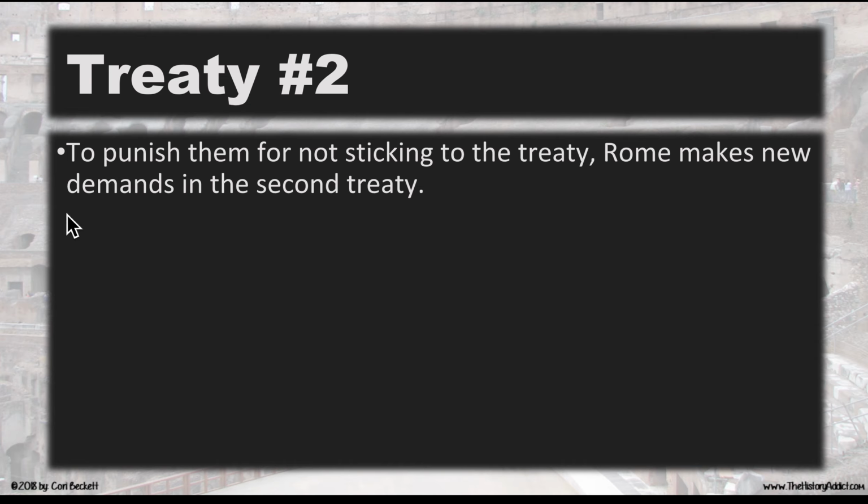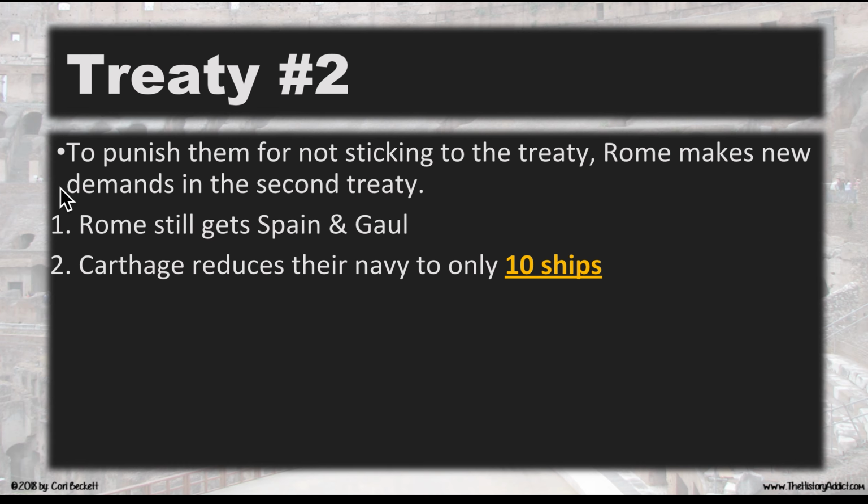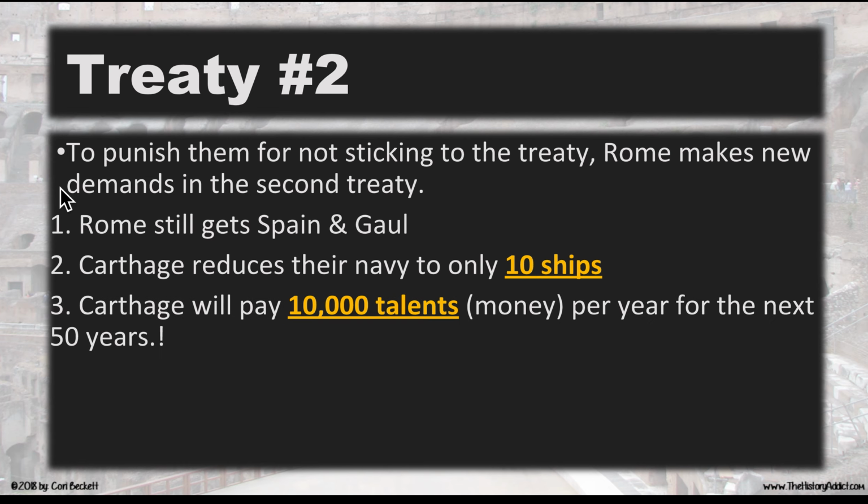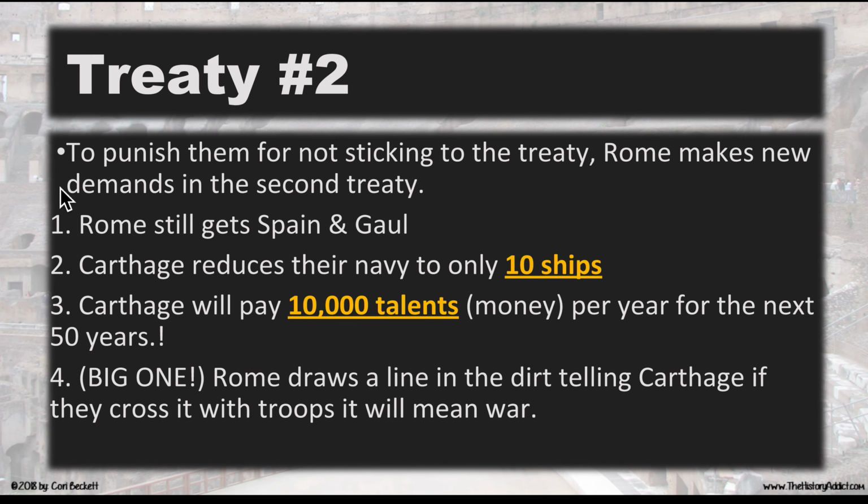Because Carthage lost outside of Zama, they were punished again by Rome, and Rome made new demands. They were like, "Hey, we made this first agreement. We thought that this first agreement was very generous and very fair, but y'all didn't think so, so now apparently we have to make it harder for you." So they said that Rome still got Spain and Gaul, but now Carthage had to reduce its navy to only 10 ships, and they had to pay double the money for 50 years. In addition to that, the big one was that Rome drew a line in the dirt, telling Carthage that if they crossed it, it would mean war again.